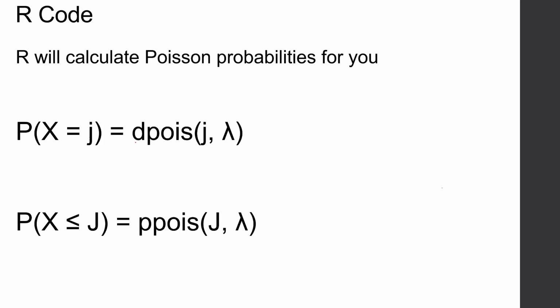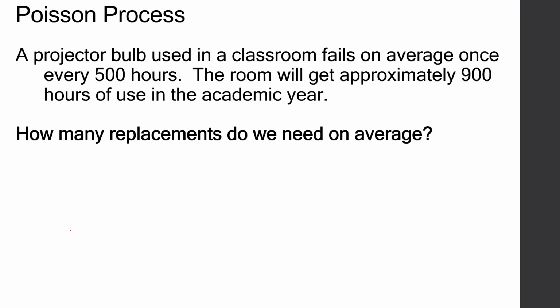And once again, the D function is going to give us the probability of being exactly equal to a number, and the P function is going to give us the probability of being less than or equal to a number. So the Poisson functions in R take your j, your number of interest, comma, your lambda, your mean. All right, so let's start right away with an example.